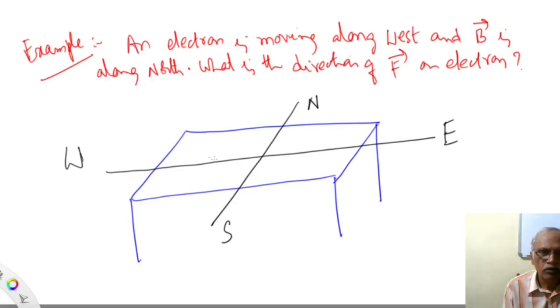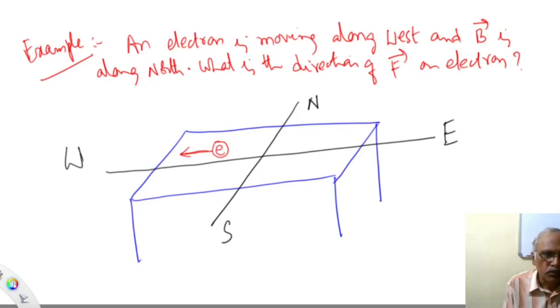The electron is moving along west. Electron moving along west means negative charge is going along west, so what velocity direction do you have to take? Towards the opposite, east. Don't forget this point. Electron is a negatively charged particle, going towards west, so you have to take the velocity towards east.